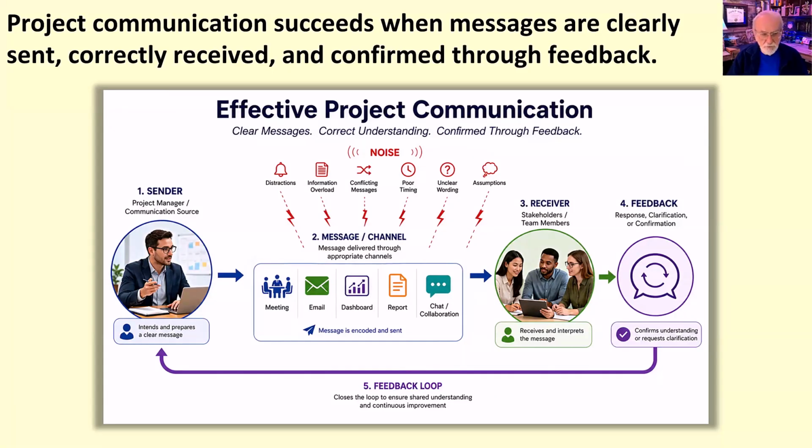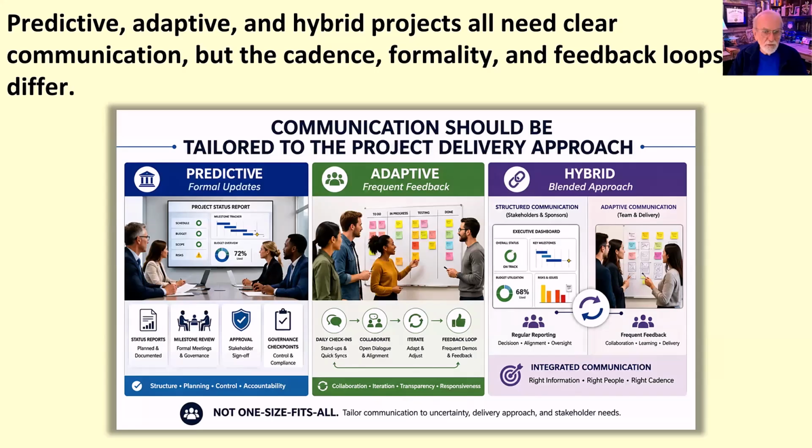Now we can examine how communication needs differ across the different project environments: predictive, adaptive, or hybrid. Predictive, adaptive, and hybrid projects all need clear communication, but the cadence, formality, and feedback loops differ. Here, this slide connects the communication process to the way the project is delivered. Communication is important in every project, but it doesn't look exactly the same in every delivery approach.